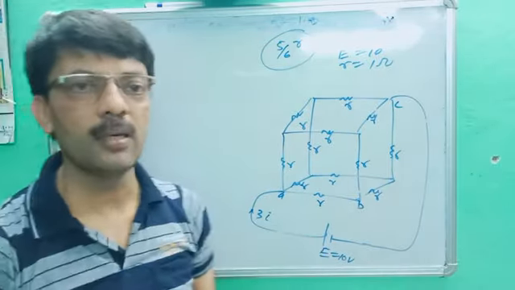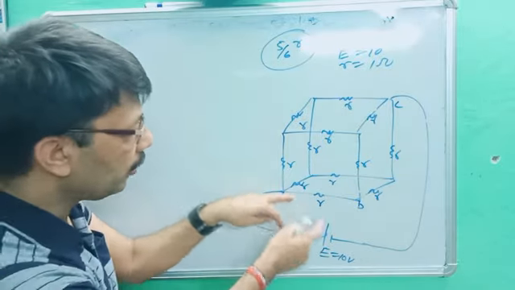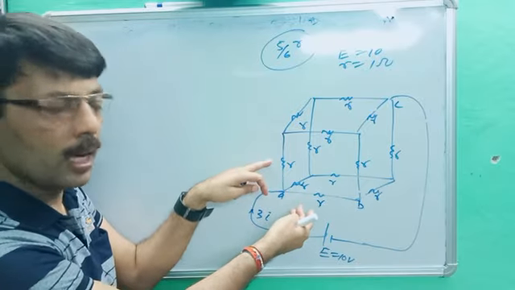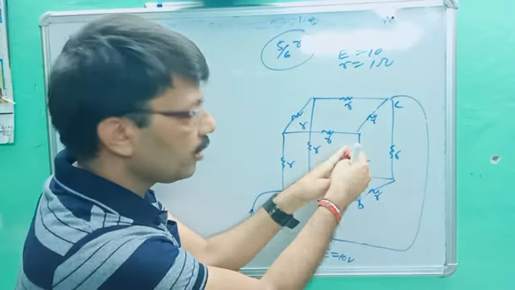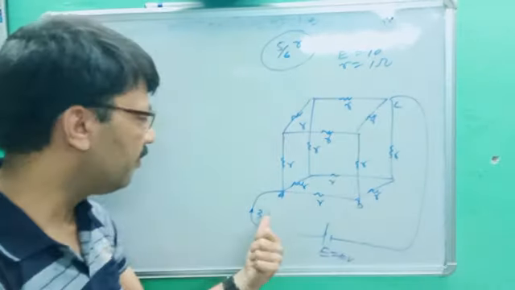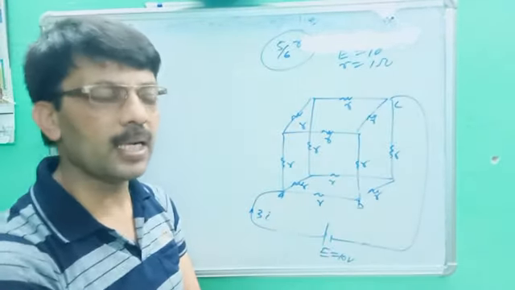Why are we taking 3I, not I? If you take I, it will be I by 3, I by 3, I by 3. The current will divide equally because the resistance is the same. Then it will be I by 6, I by 6. Again it will divide, so your calculation will be a little difficult. If we take 3I, it becomes very easy, but the answer will not change.